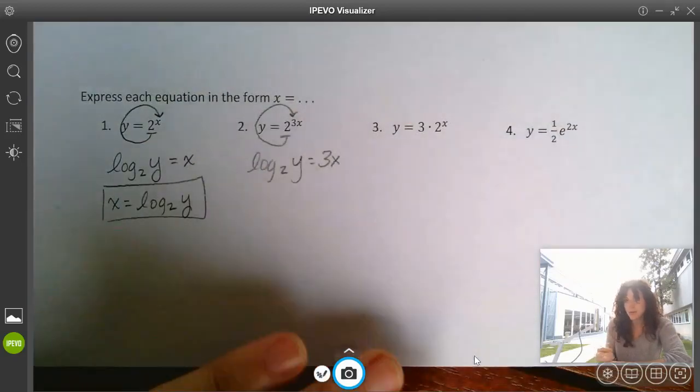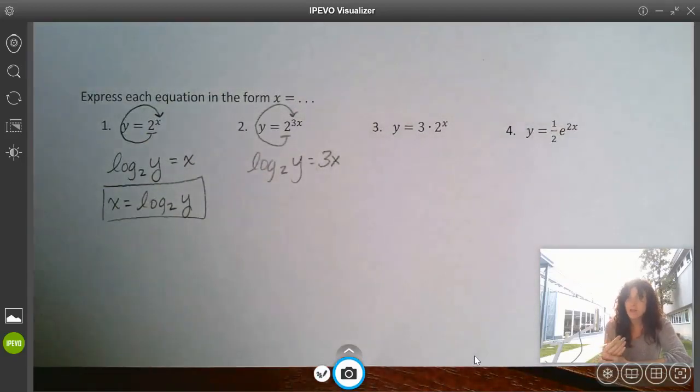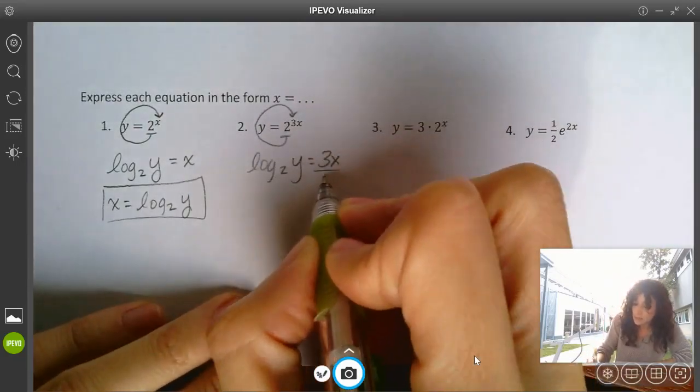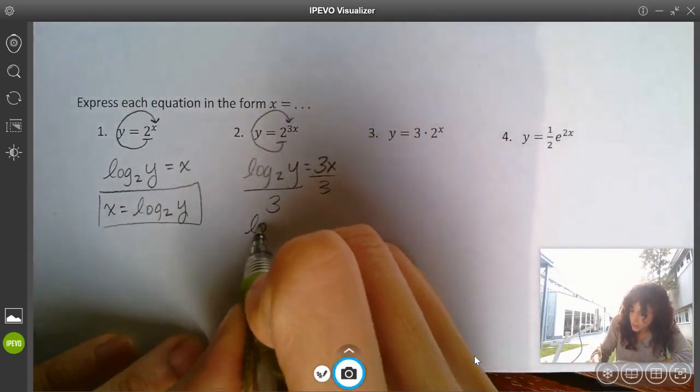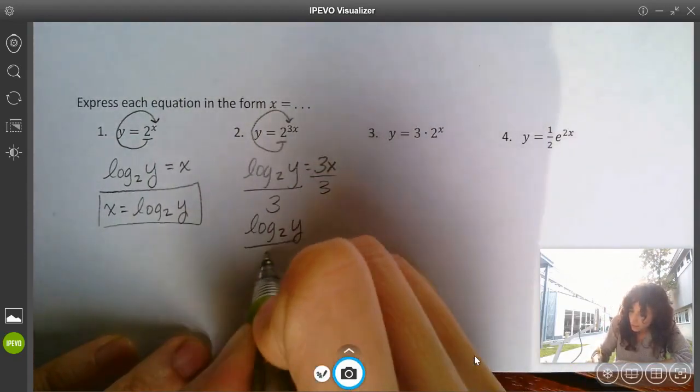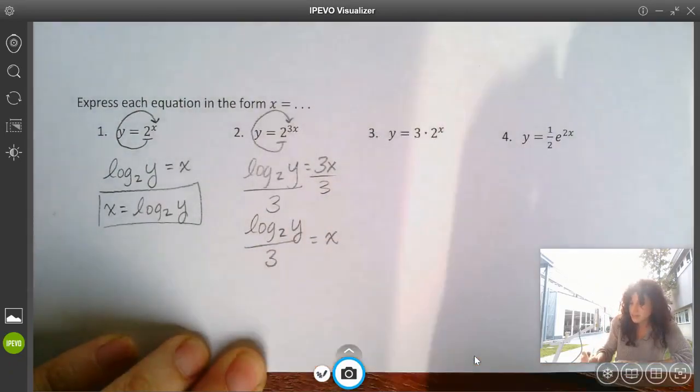So we're still asking ourselves the same question. How do I get rid of 3? 3 is being multiplied. How do I undo a multiplication? I divide both sides by 3. So divide by 3 and divide that whole thing by 3. So then it becomes log base 2 of y all over 3 equals x.